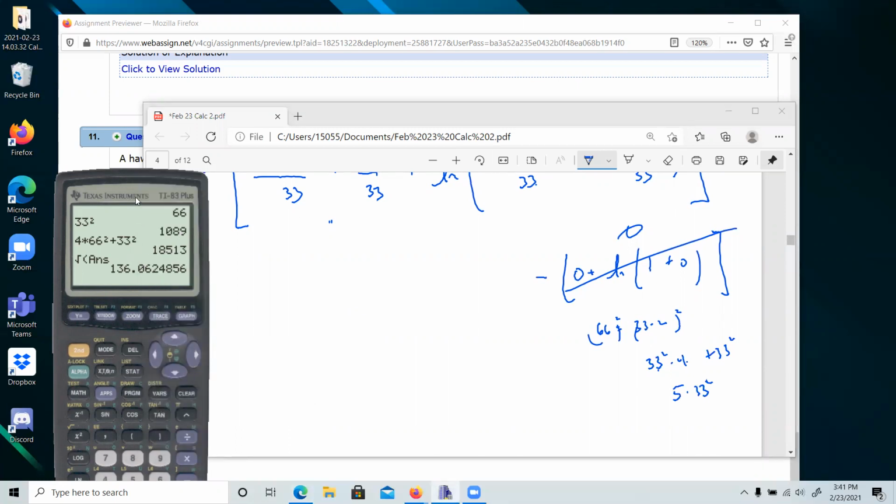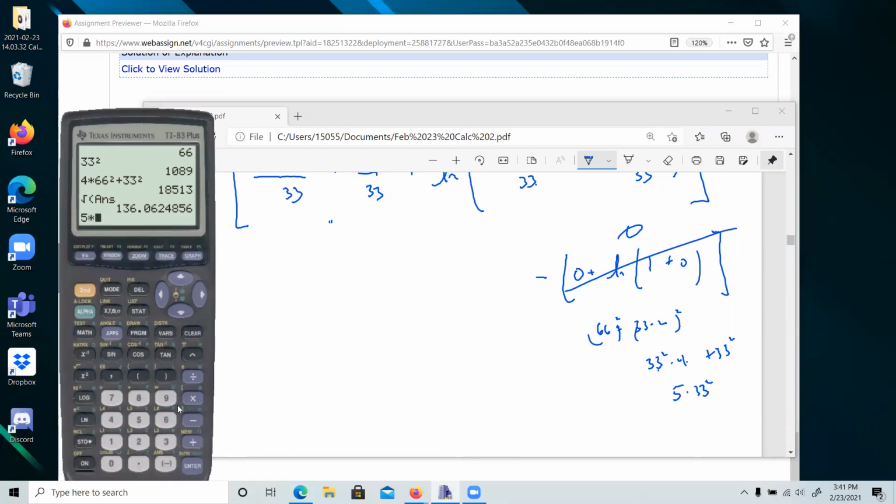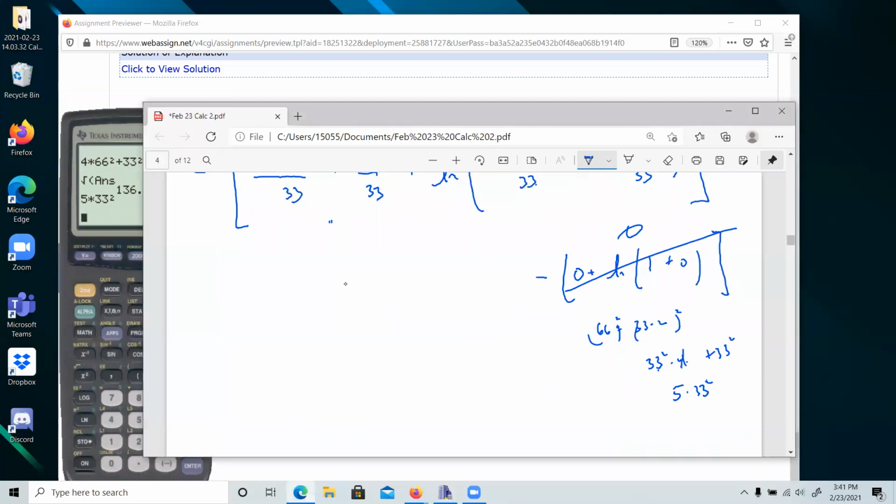So let's just check. We have 5 times 33 squared. What happened? This should have given me something here. Kind of hoping it would give me the same thing that this had. Oh, because there's a 4. There's 4 times 2. Okay, there's an extra 4 here. Okay, there's the 4 we had in the beginning. So this should be 17 times 33 squared.